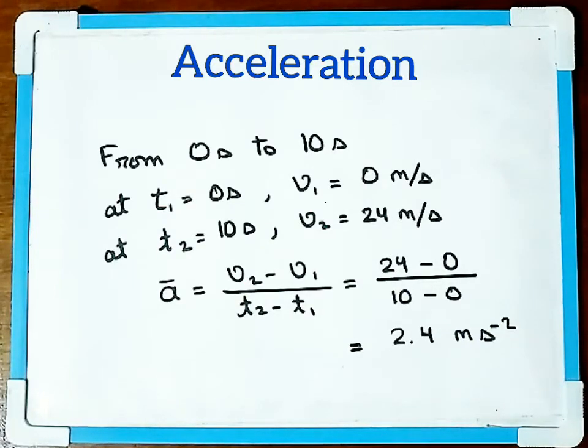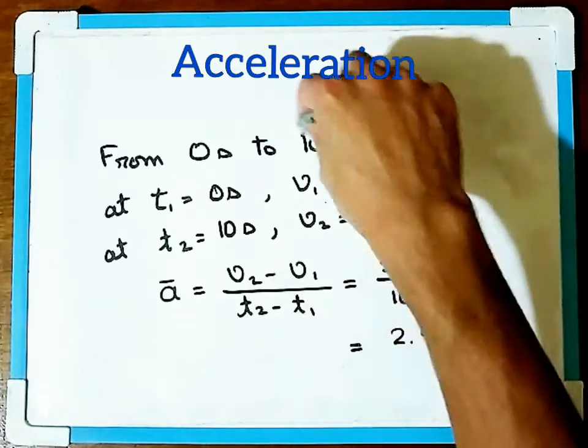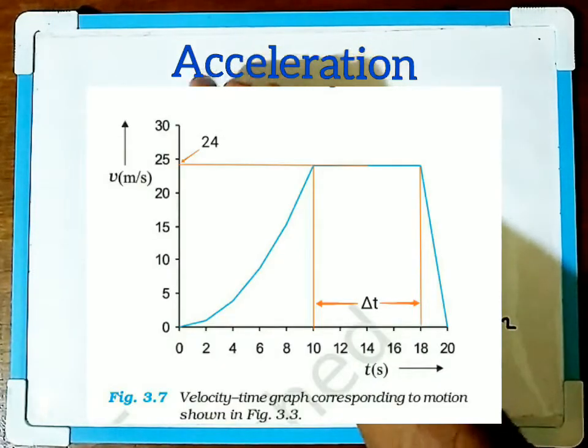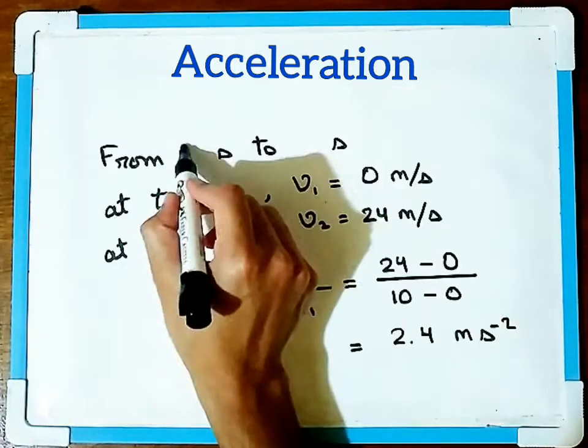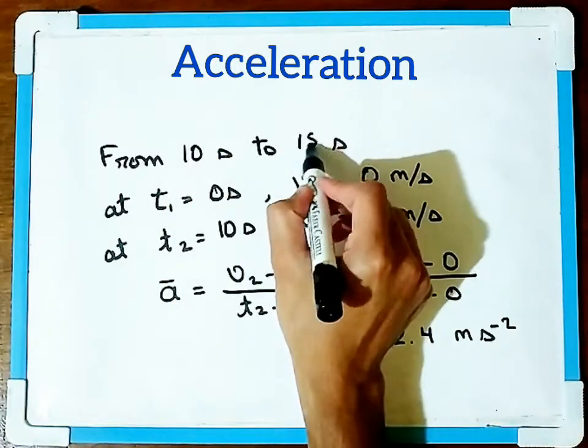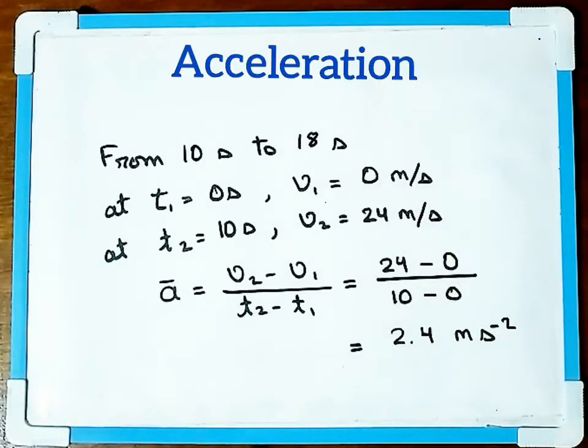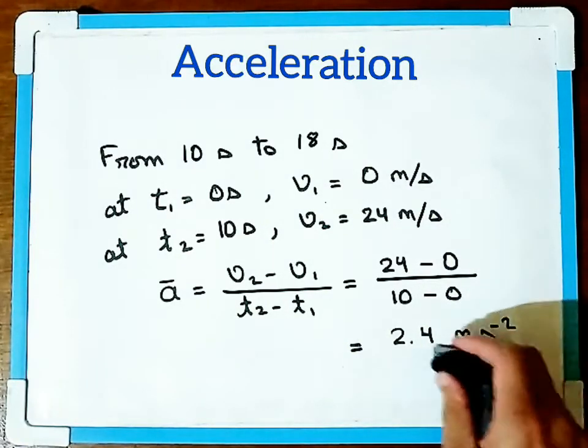Then we can also calculate the average acceleration from 10 seconds to 18 seconds. As you all know, there's no change in velocity in this interval, so we expect the average acceleration to be equal to 0.